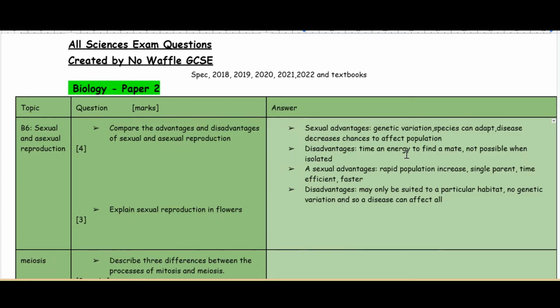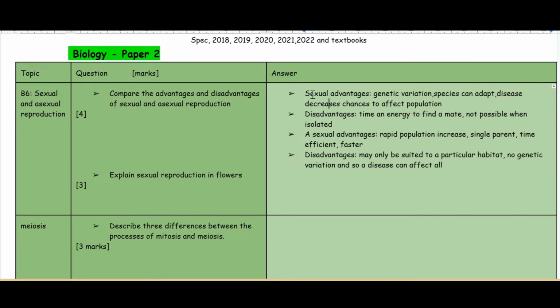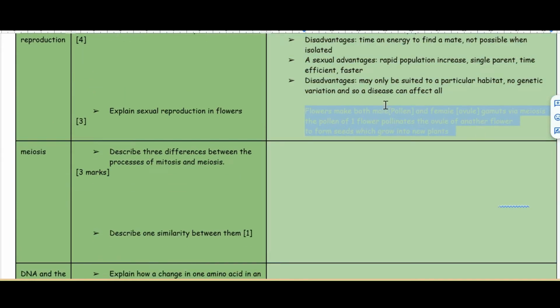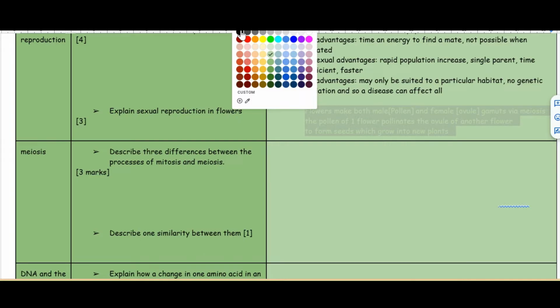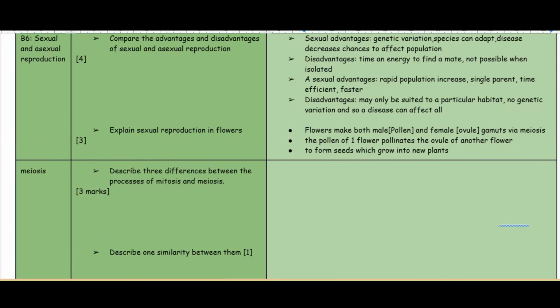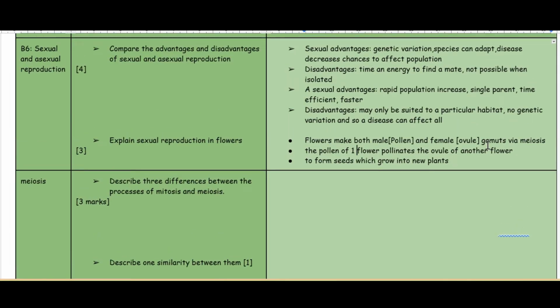The next question: explain sexual reproduction in flowers. I've included this question because most people don't tend to revise it for the exam, so this is a maximum that you're probably going to be expected to know. You just need to know that the flowers make both the male gametes, the pollen, and the female gametes, the ovule, via meiosis. The pollen of one flower then pollinates the ovule of another flower, and this then forms seeds which grow into new plants. So make sure you're aware of that.